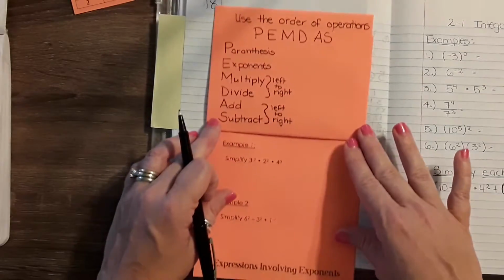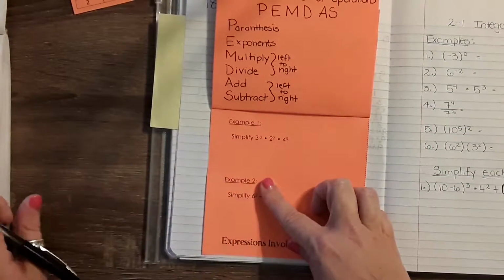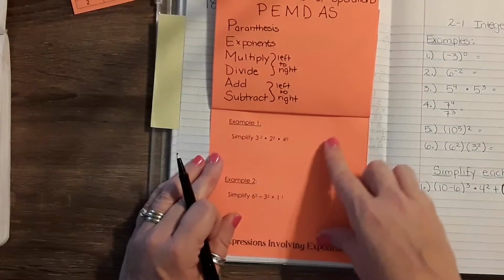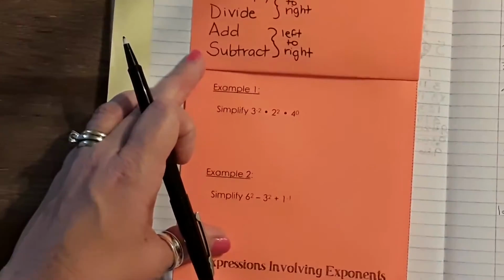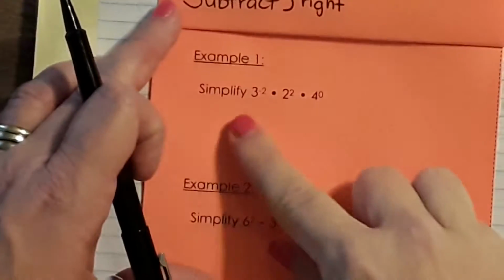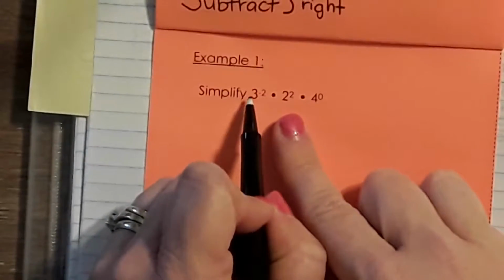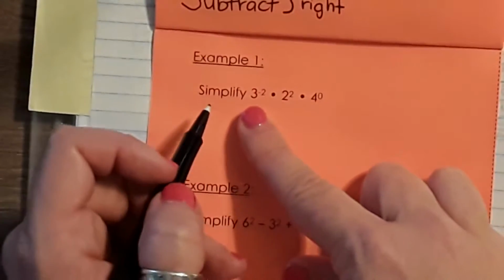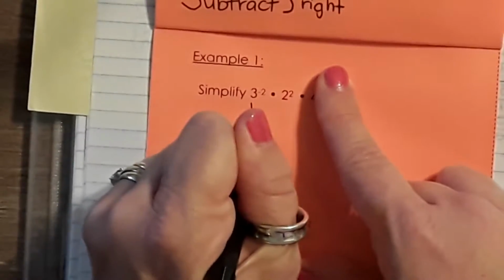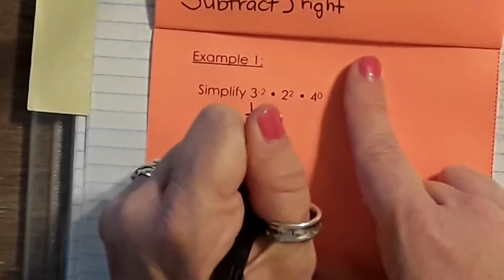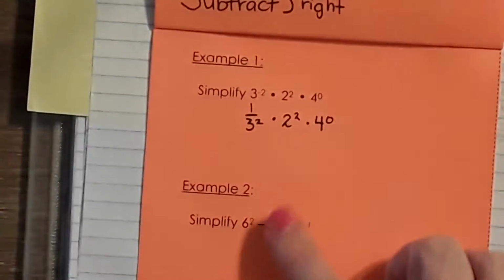So I see a couple things going on here, and what we need to do is I want you to refer back to the orange paper that we discussed in the last video. I want you to know that we have to do a couple different operations before we can even solve. When I look at this, it says 3 to the negative 2. Ladies and gentlemen, you know that I cannot have a negative exponent. So this is really 1 over 3 squared times 2 squared times 4 to the 0, right?